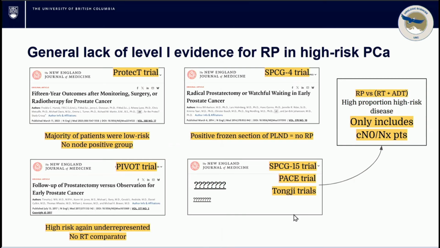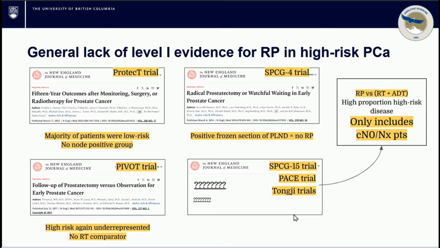The reality is there's no level 1 evidence directly comparing RT to RP in CN1 disease. Actually, even in just the high-risk setting, if you attempt to break down subgroups of major trials comparing RT to RP, PROTECT, PIVOT, SPCG4, even just the CN0 high-risk population, though that group will be underrepresented for high-risk prostate cancer, let alone a CN1 population.